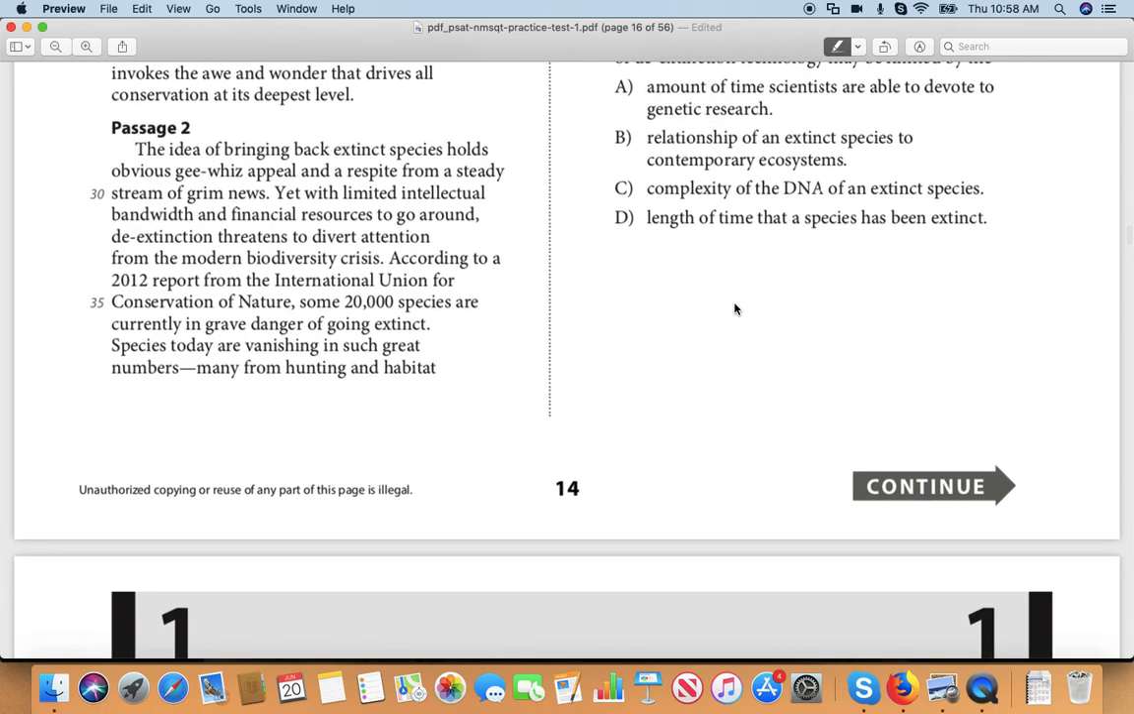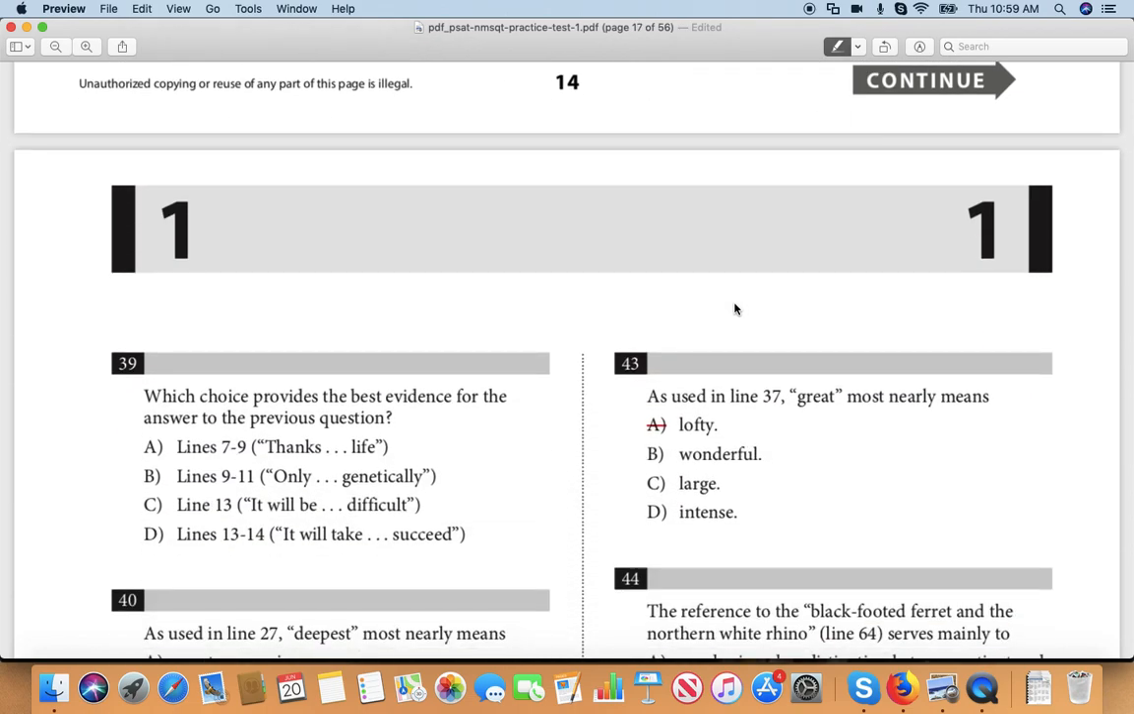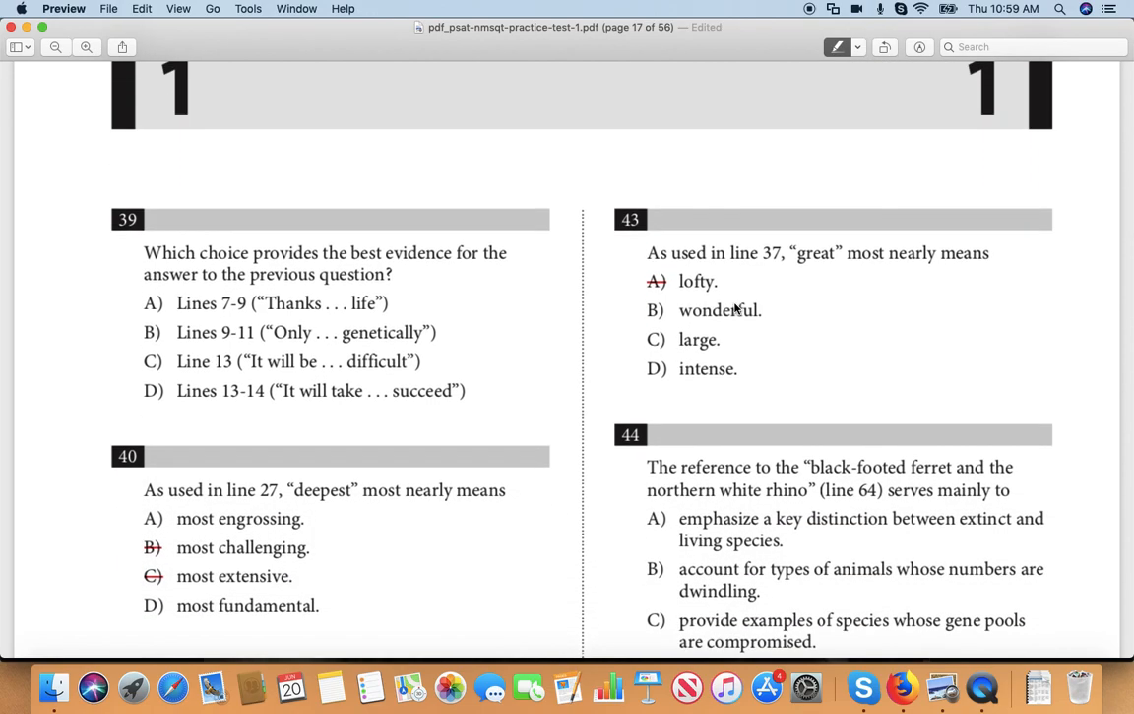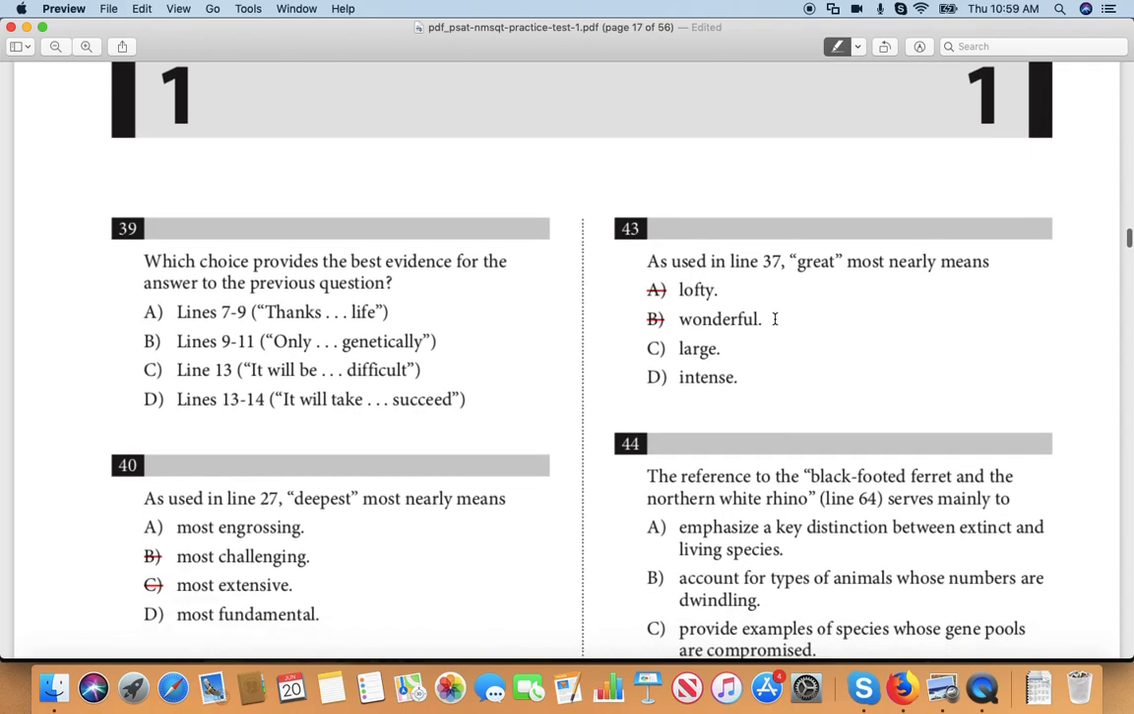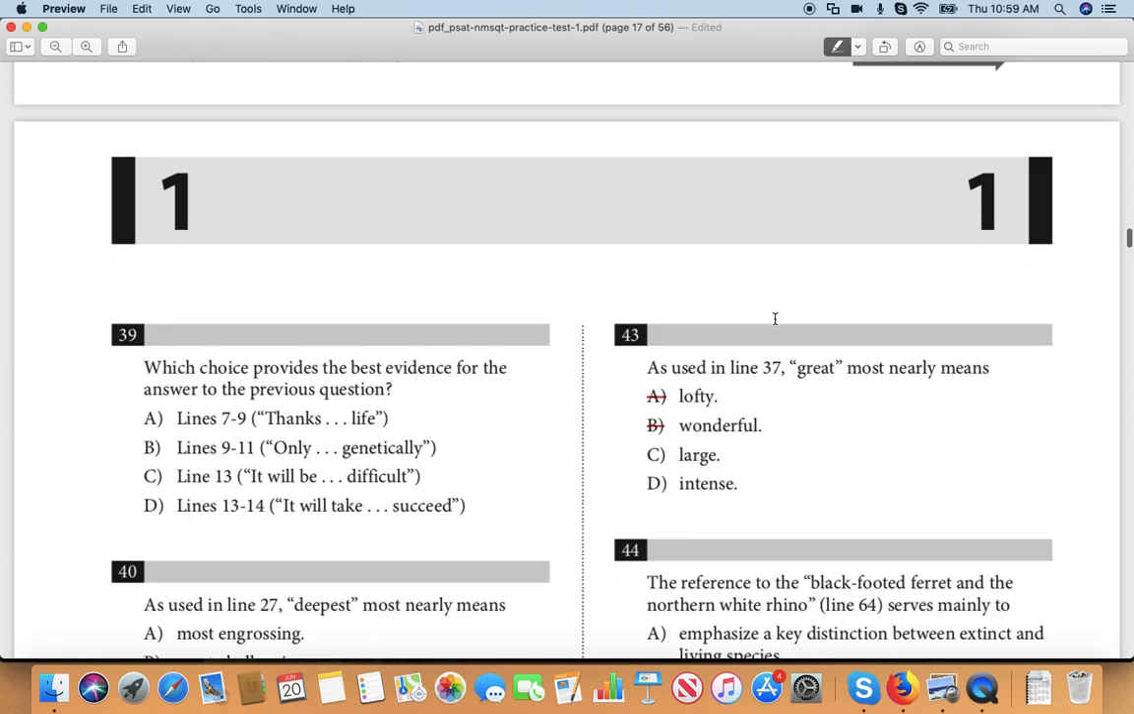Okay, let's try answer choice B, wonderful. Plug it in. Species today are vanishing in such wonderful numbers. It sounds almost rude. It sounds like Mad Libs. You ever played Mad Libs? Kids are going to pick A and B, especially B. What's great mean? Great means awesome, wonderful. But you plug it in, and A and B are just wrong. Lofty means like ideal, perfect.